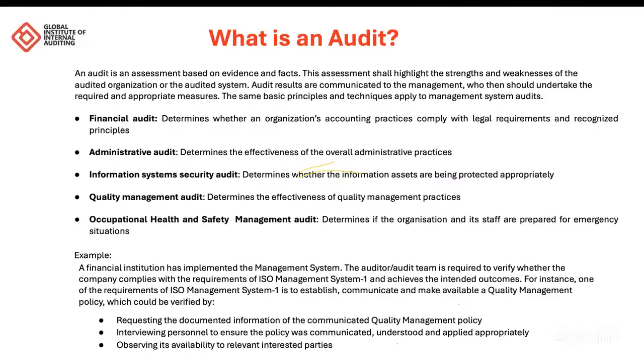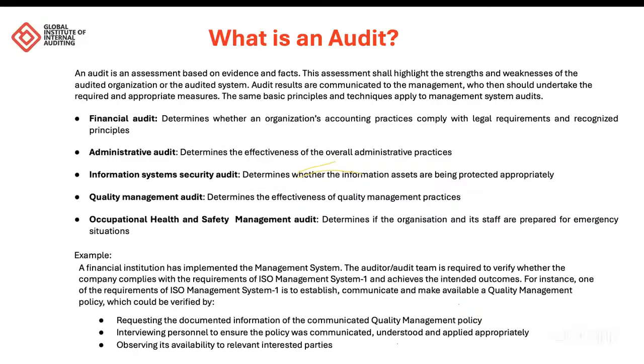Now, in this particular example, this financial institution has implemented the management system. One of the requirements of the management system is that they should establish, communicate, and make available a quality management policy. To an ordinary person, this is just a straight line requirement: establish, communicate, and make available. But to an auditor who pays attention to detail, there are 3 different criteria to be met here. It is one thing to establish a management system, it's another thing to communicate it, and it's another thing to make available the management policy. The establishment is 1, the communication is 2, the availability is 3.